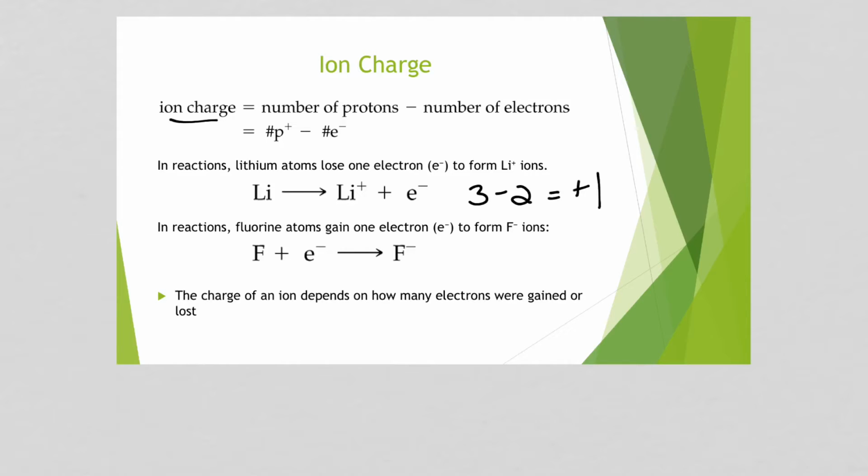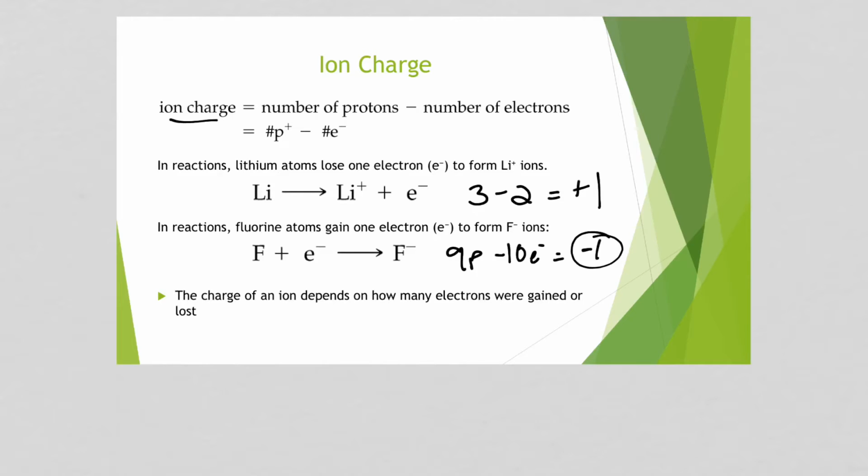And if we look at something like fluorine, one of the halogens, fluorine starts off in a neutral sense with 9 protons. So if it gains 1 electron, then it will have 10 electrons. So minus 10 electrons. This gives me a negative 1 overall charge.